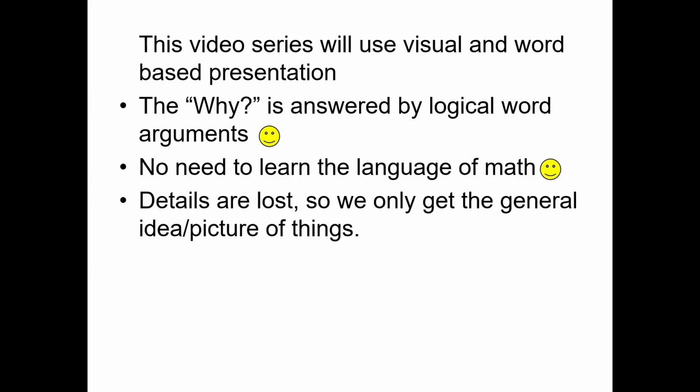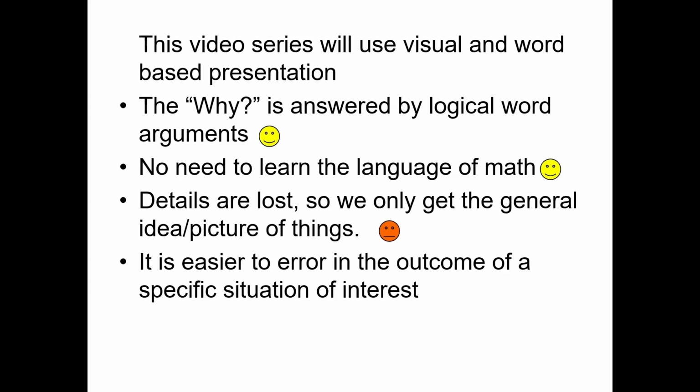However, some details are lost, so we only get the general idea of things. And depending how you look at it, it could be a good thing because it allows us to have a complete picture in our mind. But it can also be a bad thing. For example, it is easier to err in the outcome of a specific situation of interest. So when we look at a specific system and try to figure out what will happen with it, it is better to follow the mathematics. And this is mainly because Einstein's theory of relativity is not very intuitive.